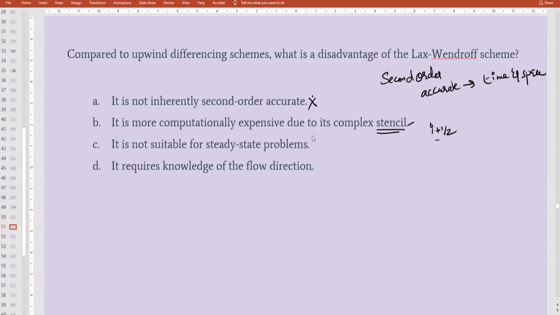Option C, it is not suitable for steady state problems. It can be used, even though it is a transient equation, it can be used for steady state problems. But still, this is an ambiguous option.